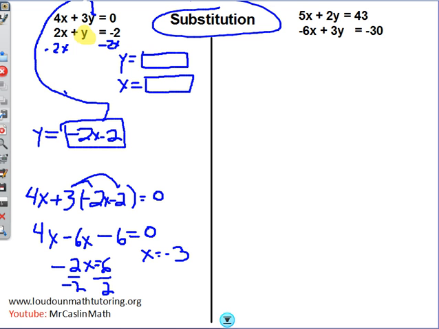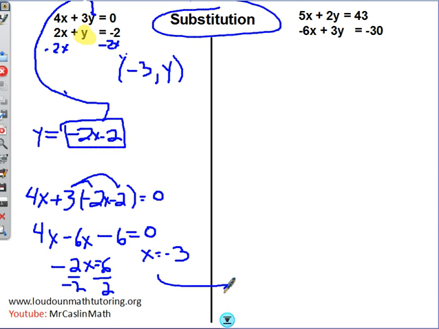Alright, we're not done yet. Remember, we're looking for an ordered pair, xy. We know our x is negative 3, and we're still looking for our y. Okay, we're going to substitute again. You know x is equal to negative 3. Just substitute negative 3 into either one of the equations.